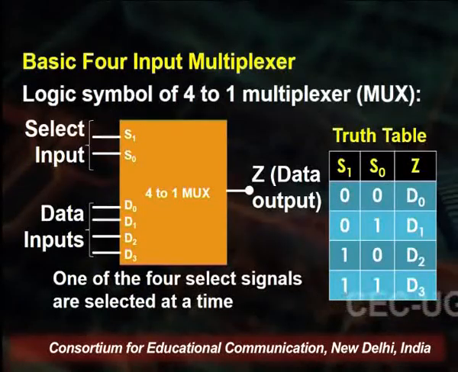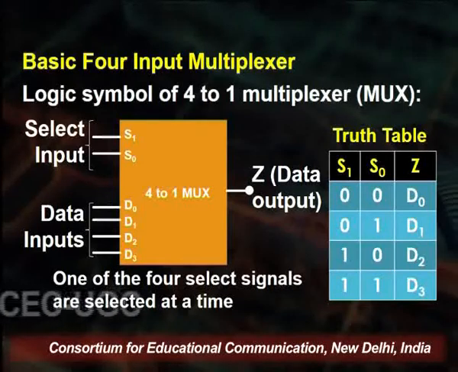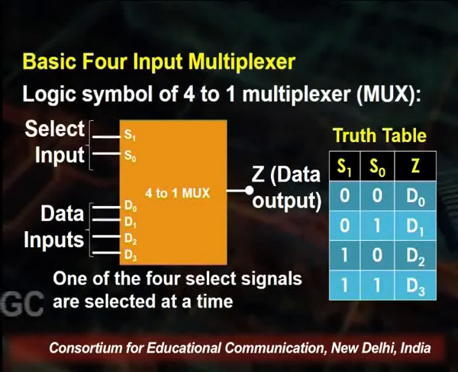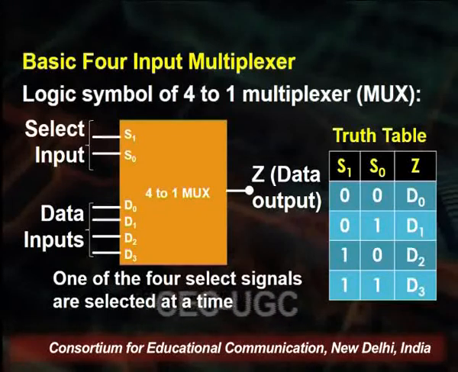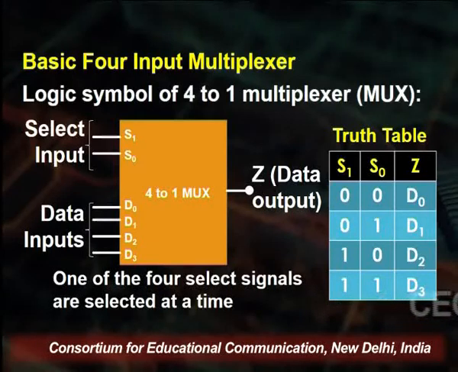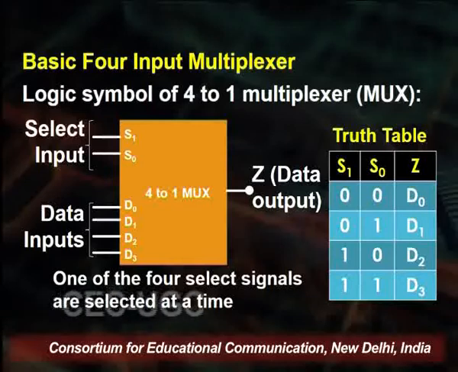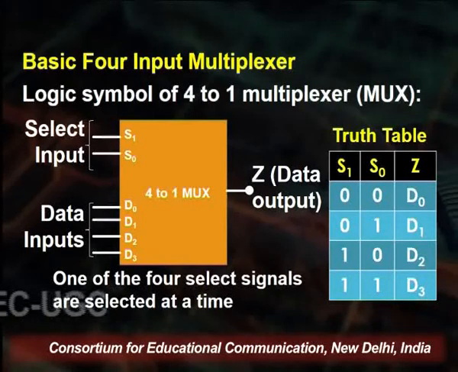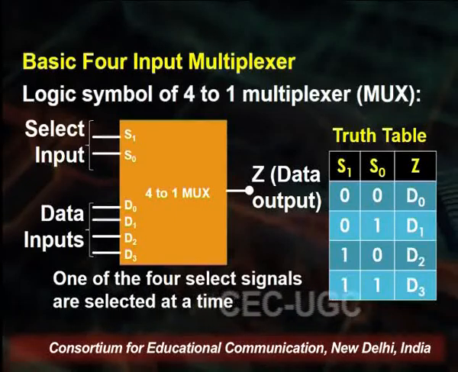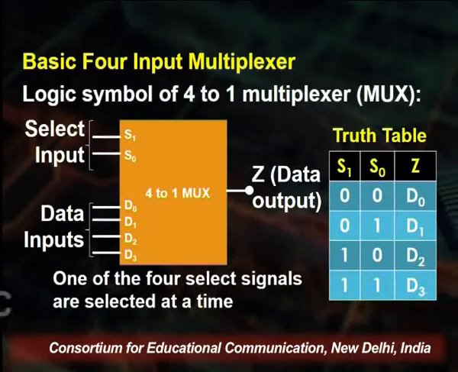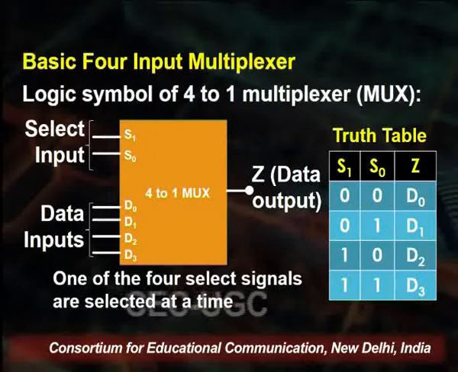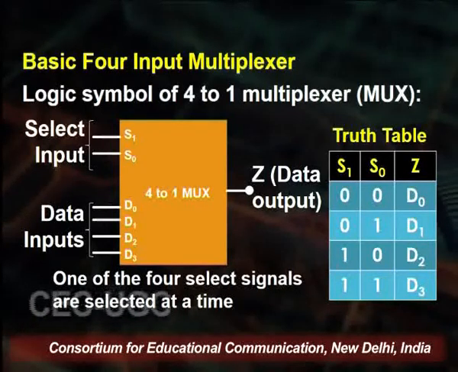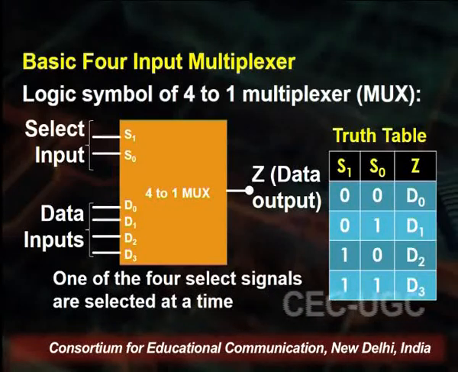So, how do we define a multiplexer? Suppose, for example, we say it is a 4 cross 1 mux. 4 cross 1 mux means there are 4 data inputs and only 1 data output. And since this is binary logic, we can automatically calculate that for 4 inputs, there will be 2 selection lines. In the truth table, we have shown them as S1 and S0. The S1 and S0 combination will allow us to choose between the data inputs D0, D1, D2 and D3. There can be only 4 combinations of S1 and S0, that is 00, 01, 10, 11.